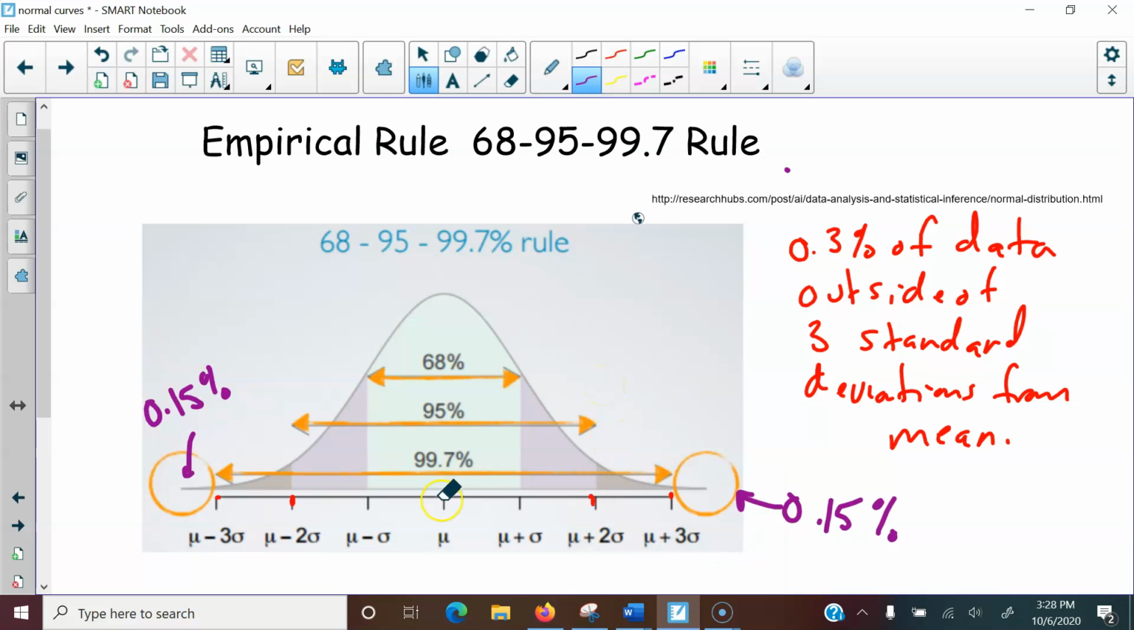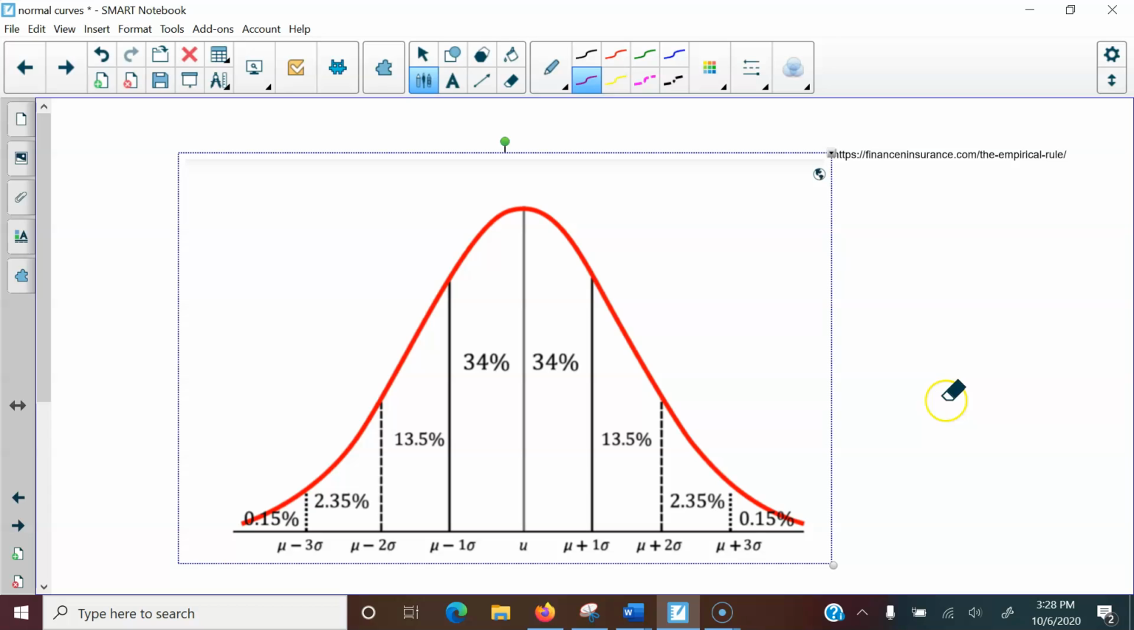So our empirical rule tells us that most of the data is within one standard deviation of the mean, that's 68%, 95% within 2 standard deviations of the mean, and 99.7% within 3 standard deviations. It's only a very small portion of the data that is outside of 3 standard deviations of the mean. Now this 68% comprises all the data from 1 standard deviation below to 1 standard deviation above the mean. We can break this down even further into each individual section.